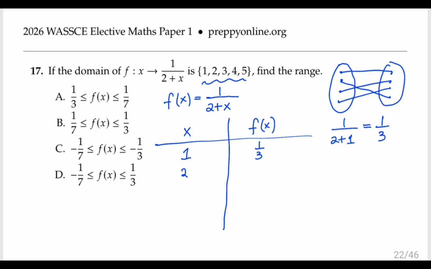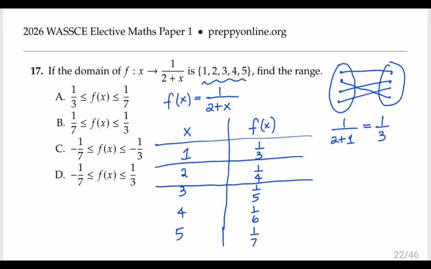When x is 2, we get 1 over 2 plus 2, which is 1 over 4. When x is 3, we get 1 over 5. When x is 4, we get 1 over 6. When x is 5, we get 1 over 7. So these are the values we're getting.